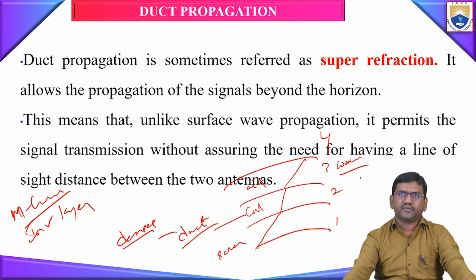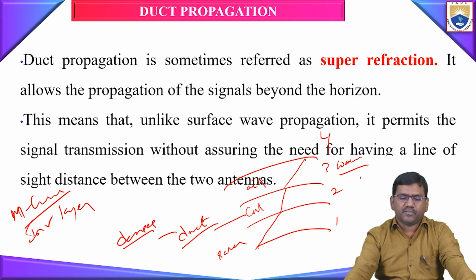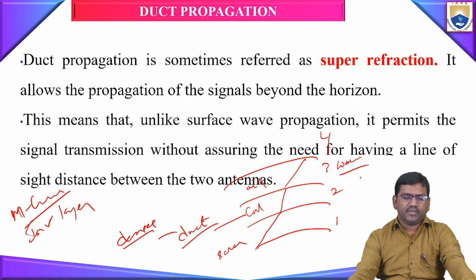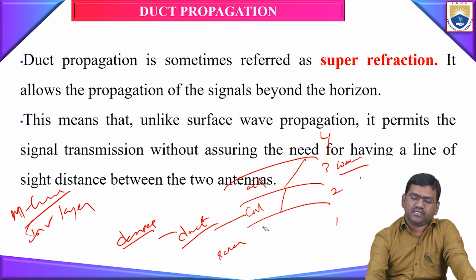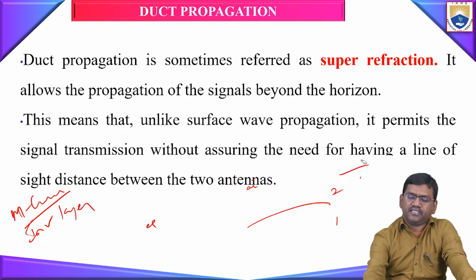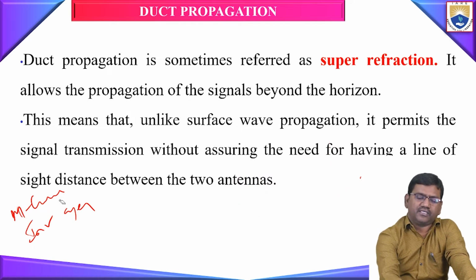That is, duct propagation is sometimes referred to as super refraction. So it allows the propagation of signals beyond the horizon. This means, unlike surface wave propagation, it permits signal transmission without the need for a line of sight distance between two antennas.